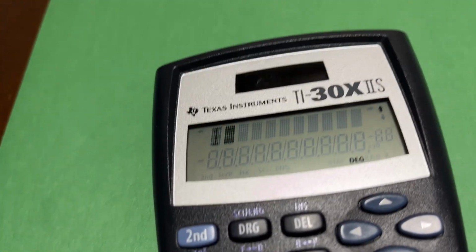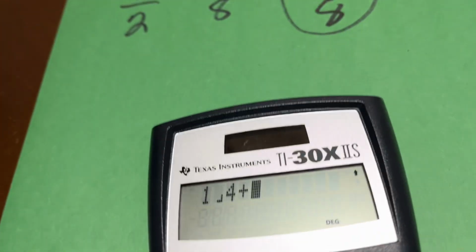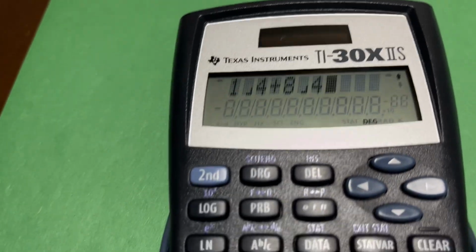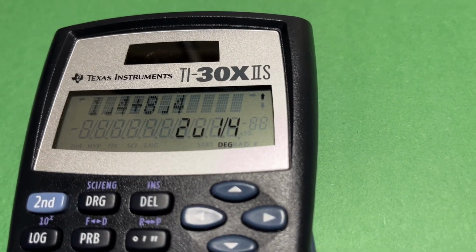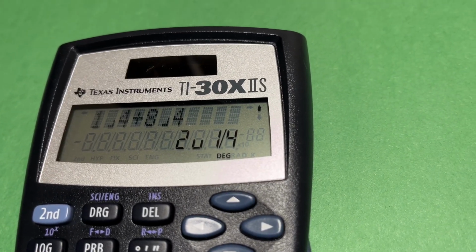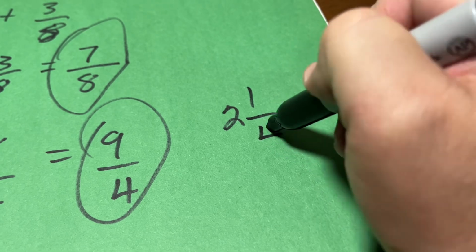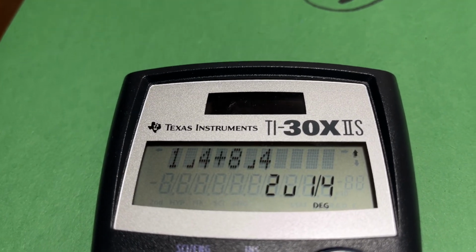So I'm going to do 1/4. So 1, fraction bar, 4. So 1/4 plus 8, fraction bar, 4. I wanted to show you that it's going to give you a mixed number. So it looks like this. That means 2 1/4 as a mixed number. So 2 1/4.